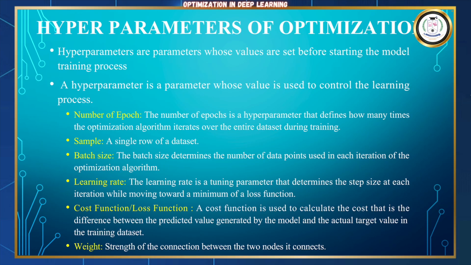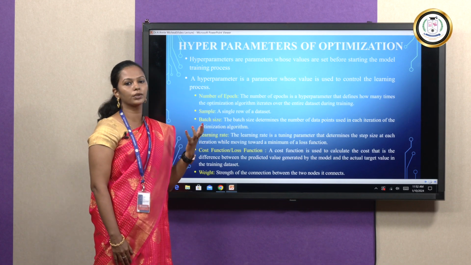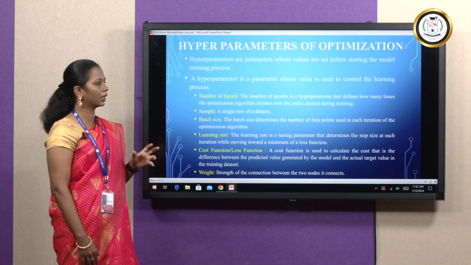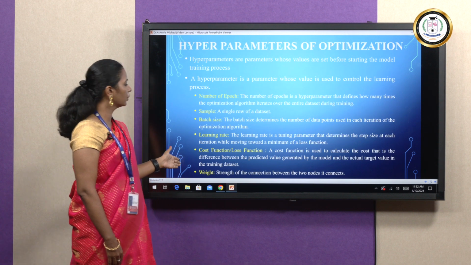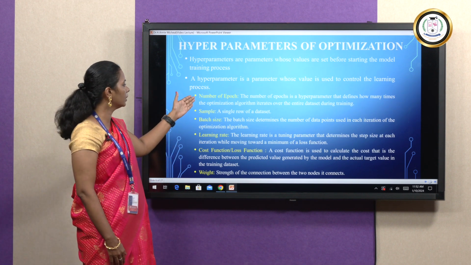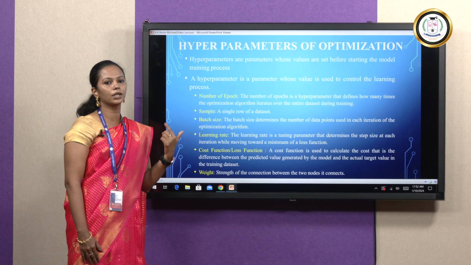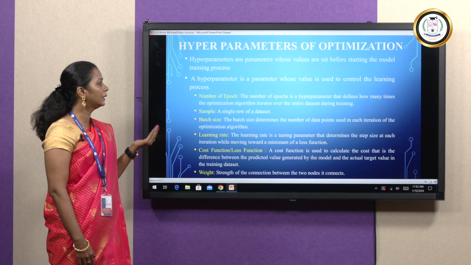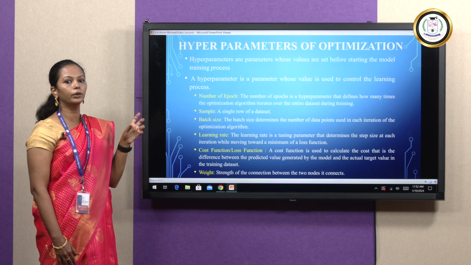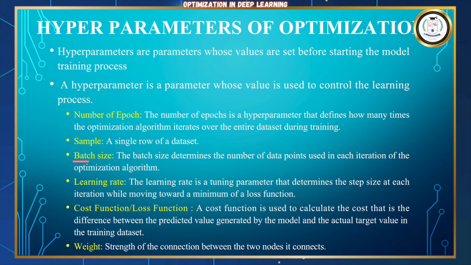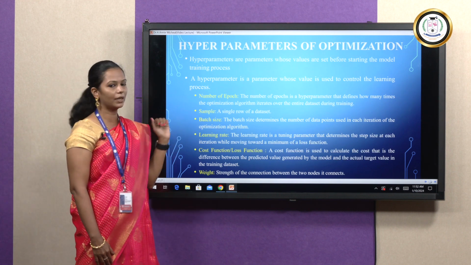Next, we'll see what are the hyperparameters in optimization. Hyperparameters are parameters whose values are set before starting the model training process, and these values are used to control the learning process. These are the list of the hyperparameters. The first hyperparameter is number of epochs. Number of epochs defines how many times your optimization algorithm iterates over your entire training data set. Next hyperparameter is sample. It is a single row of a data set. Next is your batch size. It determines the number of data points used in an iteration of the optimization algorithm.